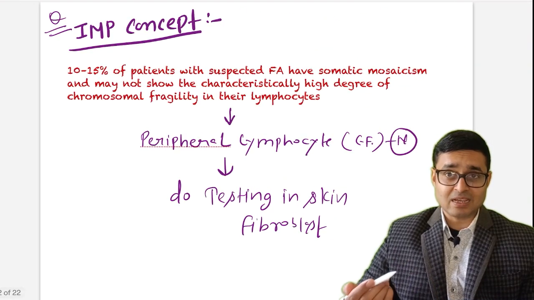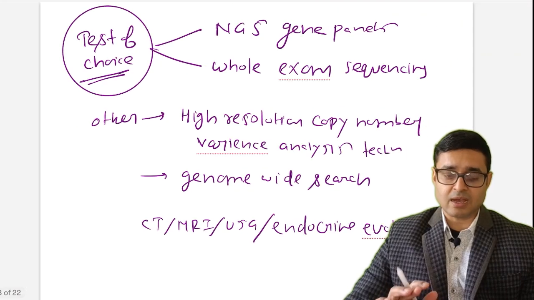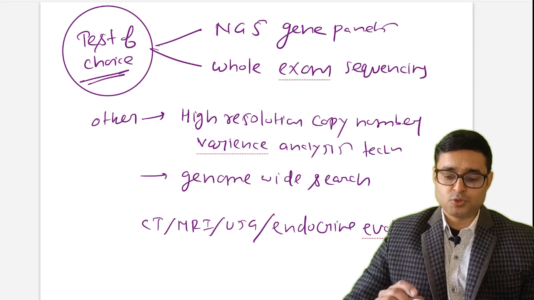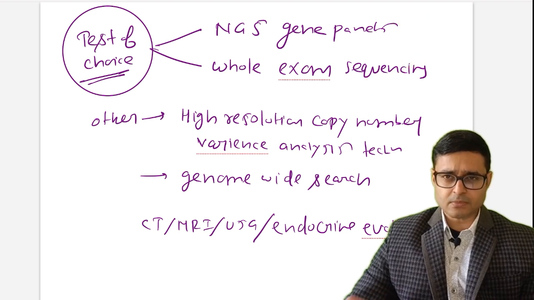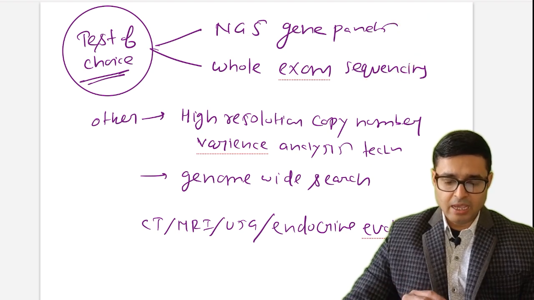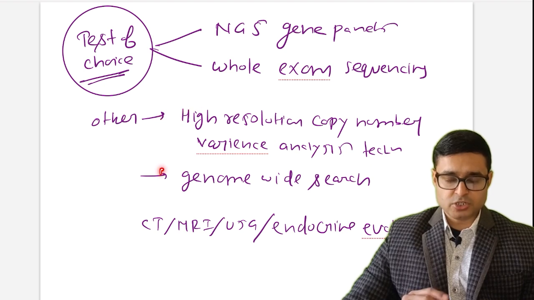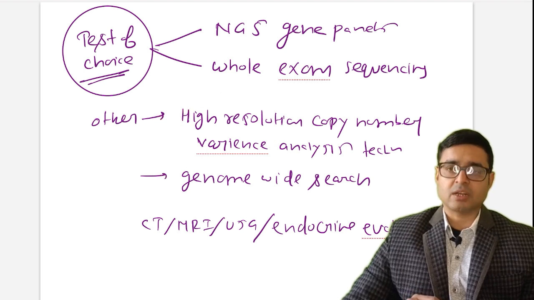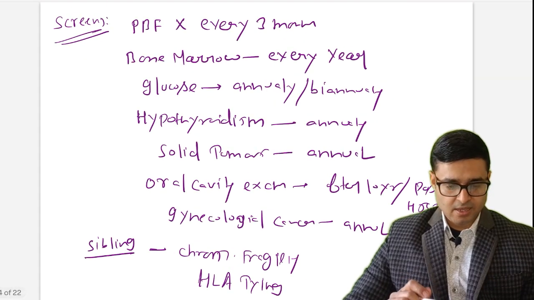So next step is lymphocyte chromosomal breakage study, but if it has been asked which is the test of choice, then NGS gene panel and whole genome exome sequencing. What are other tests you will require? High resolution copy number variance analysis, genome wide search, CT, MRI, USG, endocrine evaluation as part of diagnosis.